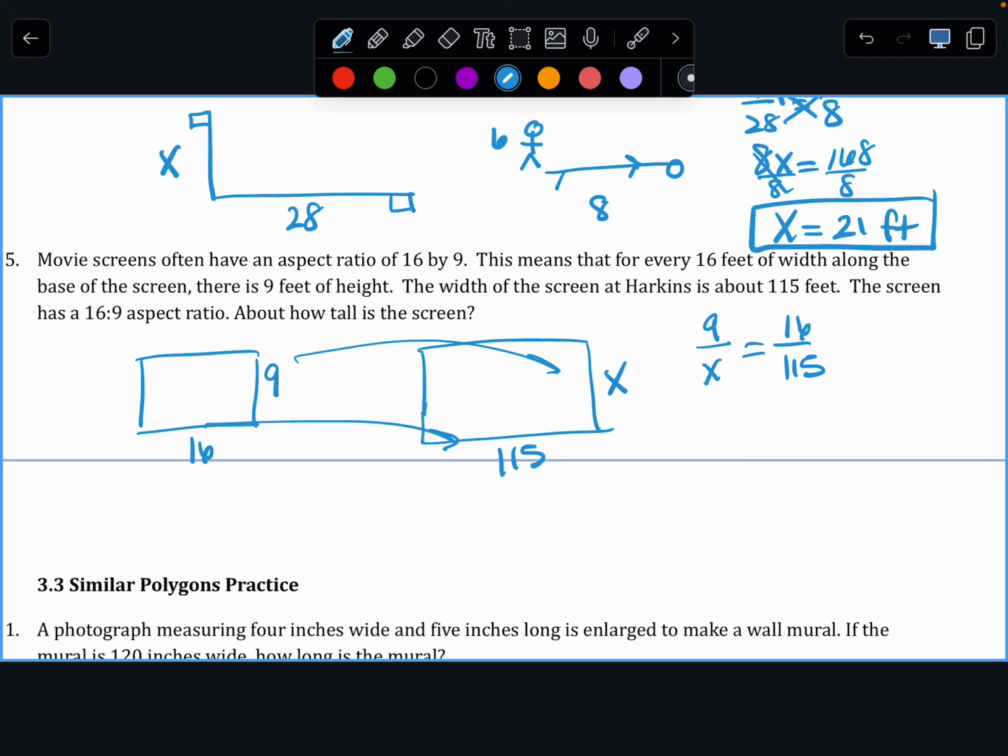I read left to right. Most of us do. So that's just my habit of being able to go that way. So cross multiply. 16x equals 1035. Divide by 16. X equals 64.69 feet high.